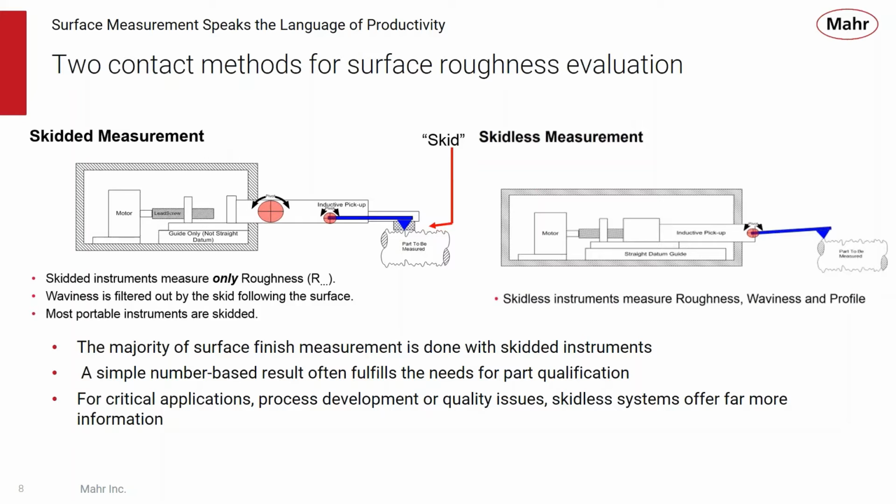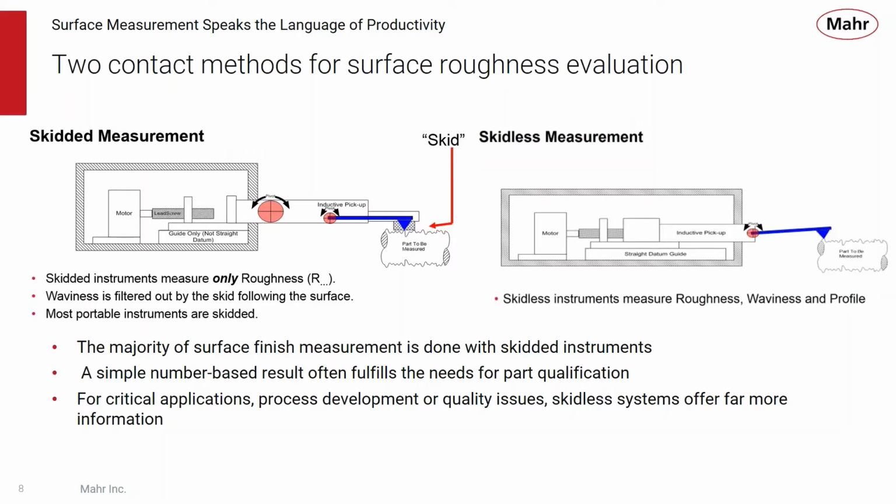So skidded instruments measure only roughness parameters. Waviness is filtered out of the skid because it follows the surface. And like I said, most portable instruments use this skidded method.